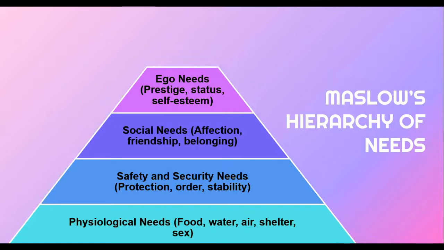This level includes egoistic needs, which can take either an inward or an outward orientation. Now, inwardly directed ego needs reflect an individual's need for self acceptance, self esteem, success, independence, and personal satisfaction. And outwardly directed ego needs include the need for prestige, reputation, status, and recognition from others.